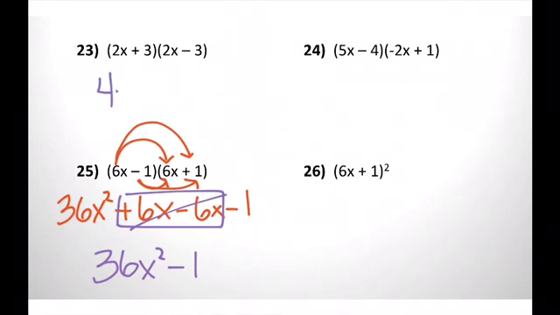Now if you remember, this one up here was 4x squared minus 9. So some of you might be able to look at those two and see what the pattern is. And if you can recognize that, then that's going to be helpful later on. It's called a difference of squares. Like I said, we'll talk about it later.